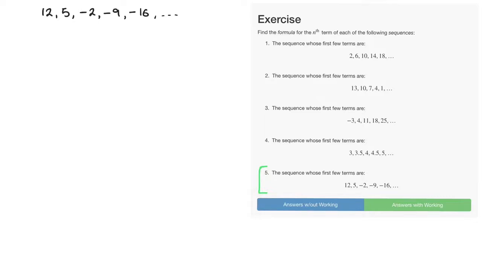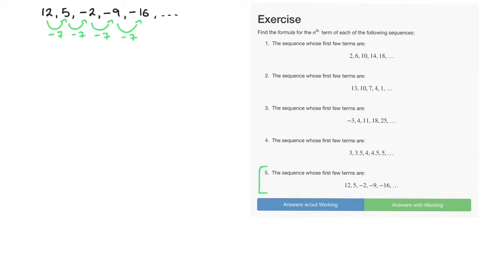So what we always start by doing is look into the differences between the terms as we move from left to right. So from 12 to 5, we're taking away 7. In other words, we're adding -7. From 5 to -2, we're taking away 7 again, so -7. From -2 to -9, we're taking away 7, so that's -7. And from -9 to -16, we're taking away 7 again.